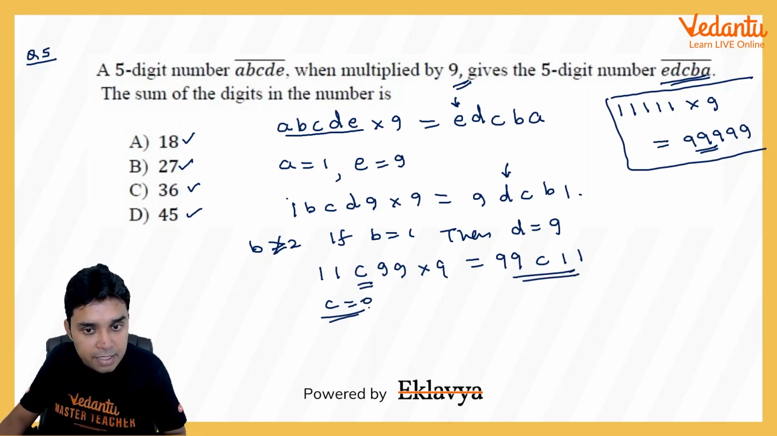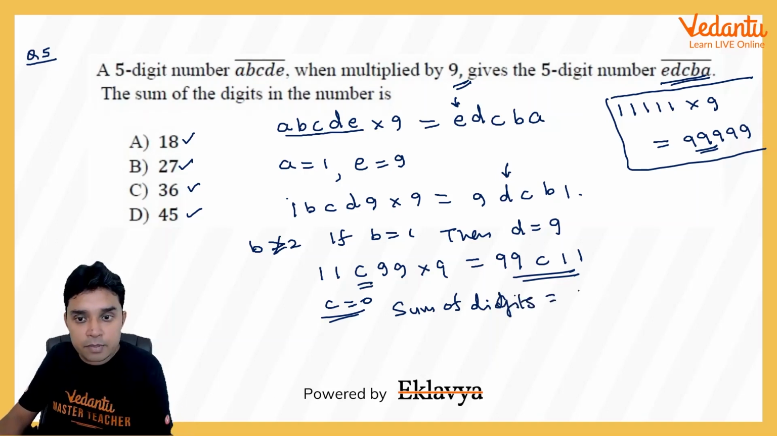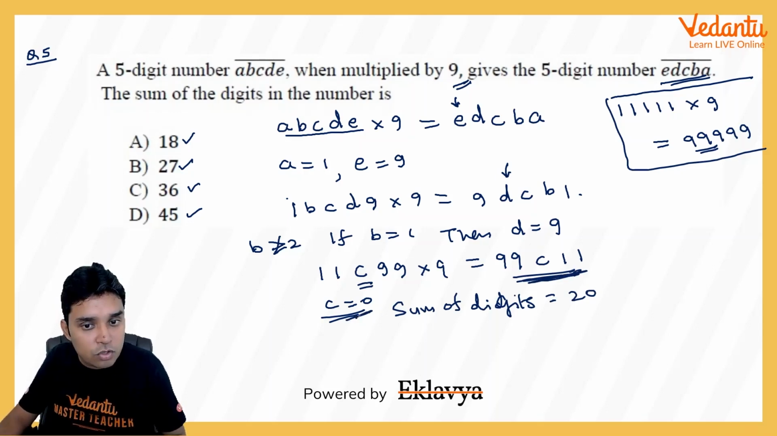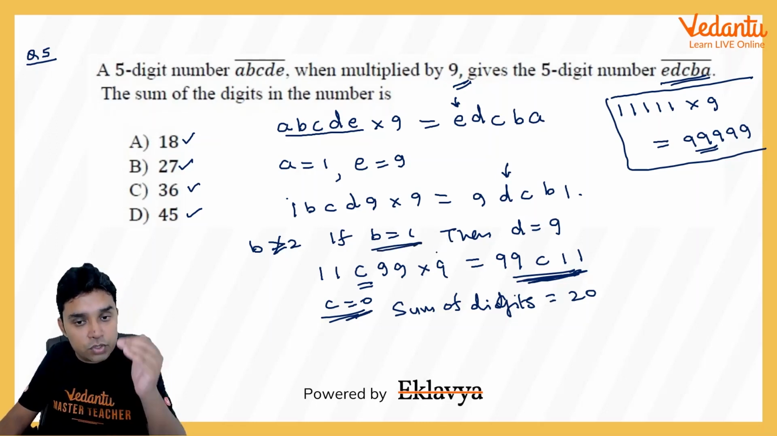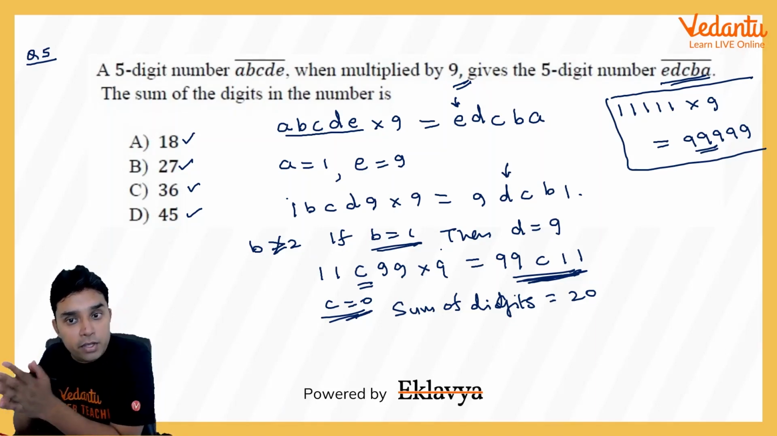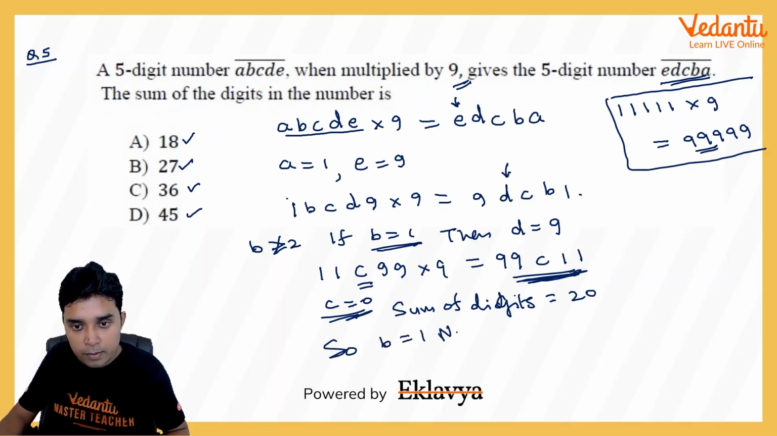Okay, but if C is 0, then you can check the sum of digits. If you check both sides, it will be 1 plus 1 plus 9 plus 9, that is 20. So this cannot be a multiple of 9. So C is equal to 0 is not possible. In fact, this B is equal to 1 is also not possible, because C is equal to 0 was the conclusion when we took B as 1, we got D also 9, then C 0. So B is equal to 1, not possible.